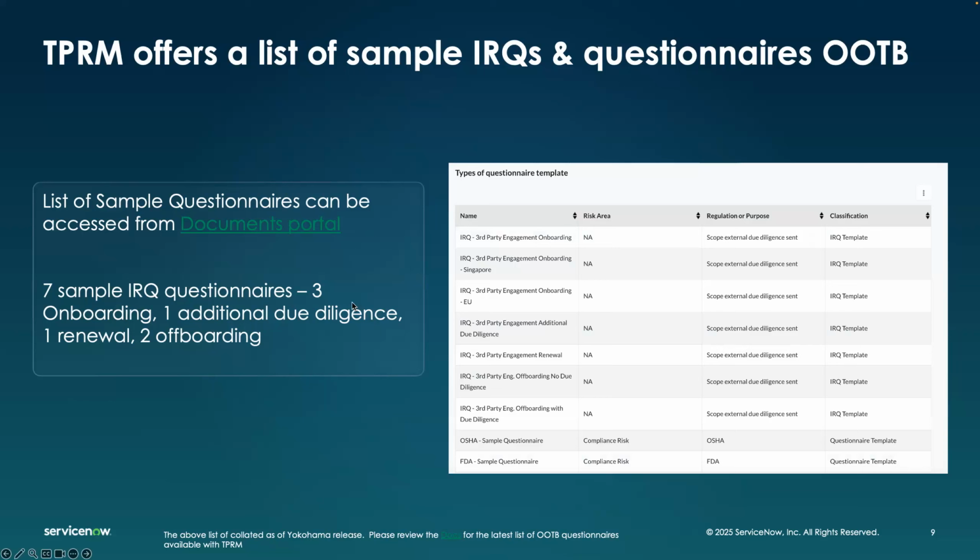Now, when it comes to IRQ related questionnaires, we have around 7 sample questionnaires, out of which 3 are for onboarding, one for any additional due diligence you want to perform, one for renewal, and 2 for offboarding. At the moment, as per the Yokohama release, we have around 68 questionnaires that you can use depending on your industry, geographical area, or the jurisdictions or particular nature of your operations.